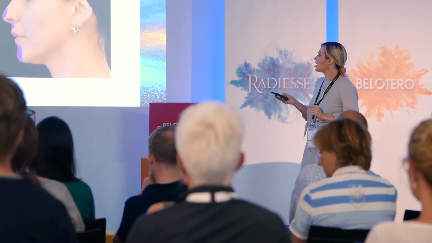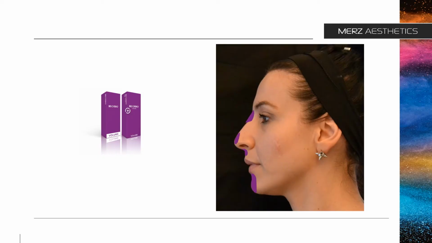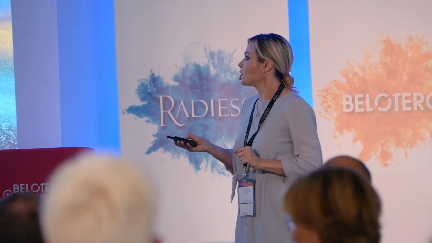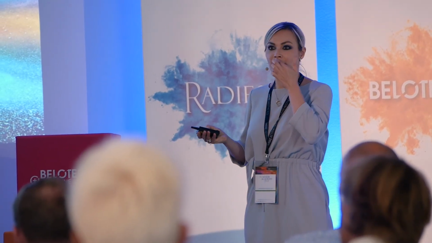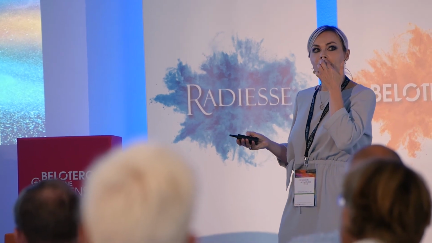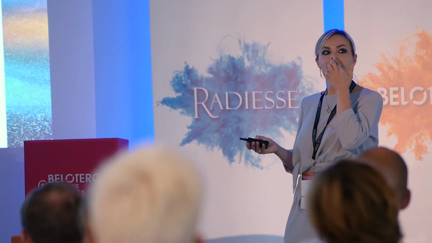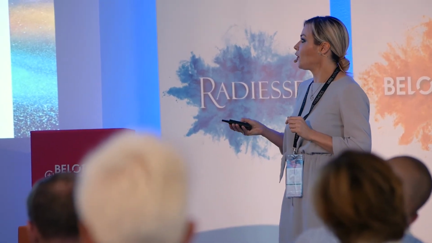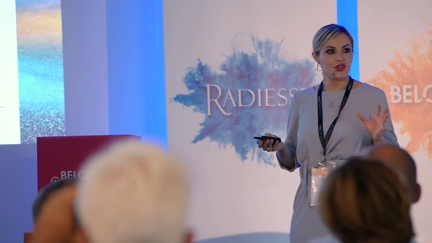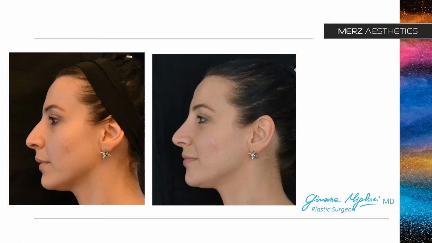And so I injected in her glabella and in her supratip to conceal her dorsal hump, and also a little bit here in her nasal spine to make the tip rotate a little bit upwards. And of course, I added some projection to her chin. And this is here before and after.